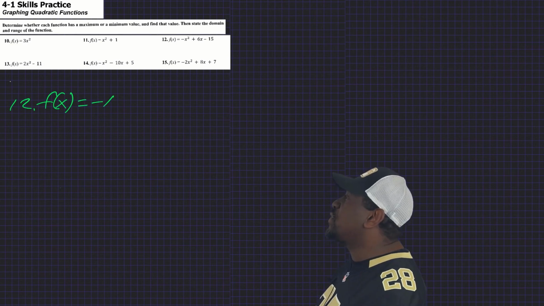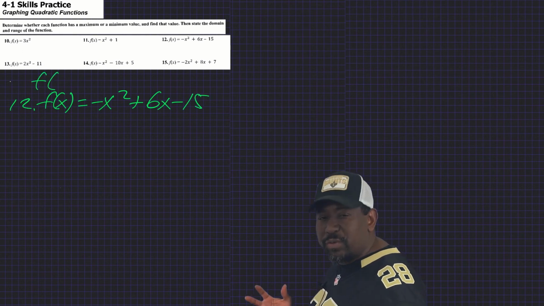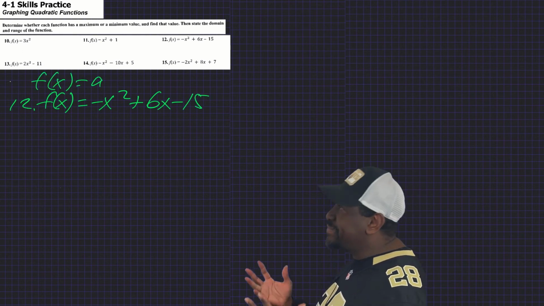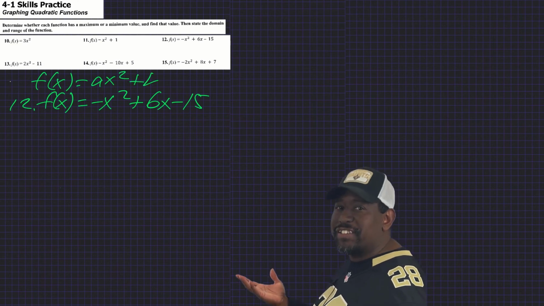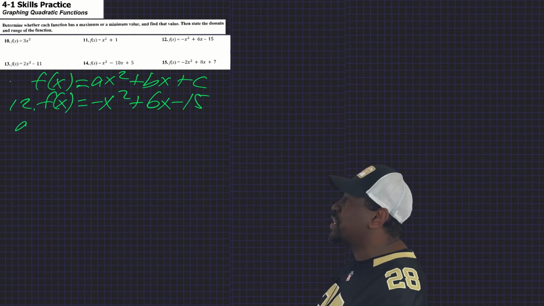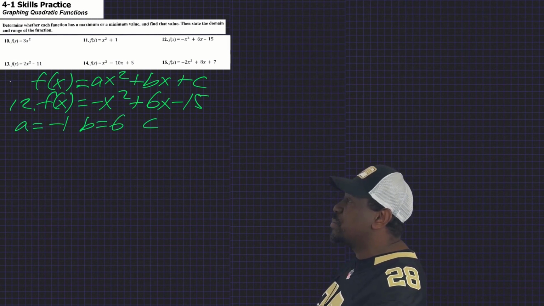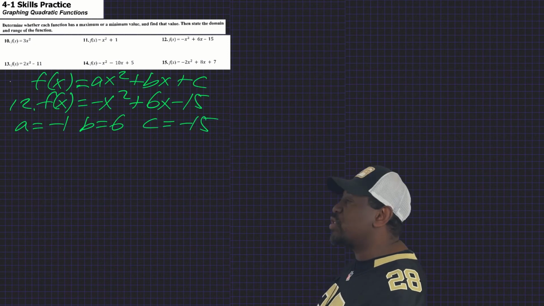So we have here f of x equals negative x squared plus 6x minus 15. So what do you think we're gonna do first? You know what we're going to do first. We're going to write the general formula for a quadratic function, ax squared plus bx plus c, which I would advise you to memorize. It's very important. That's one of the most important formulas in quadratics.